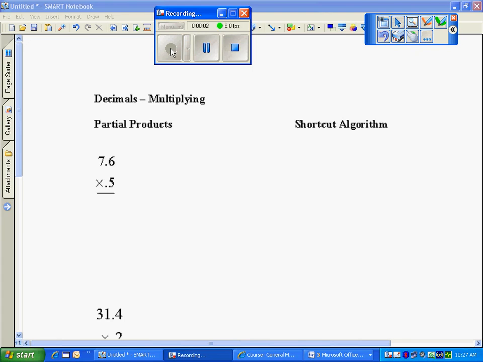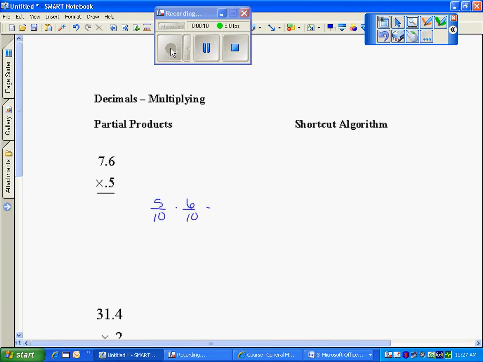The solutions to the practice problems of multiplying decimals using partial products is the first method. We're going to take 5/10 multiplied by 6/10. Don't forget to multiply both numerator and denominator. Distribute the 5/10 to the 7. 7 is a whole number, 7 over 1. Multiplying my numerators, my denominators, reducing the fraction to the whole, and the tenths, there are 5/10 left.